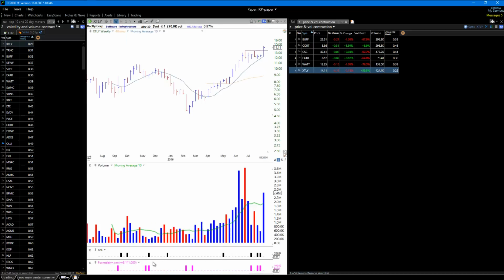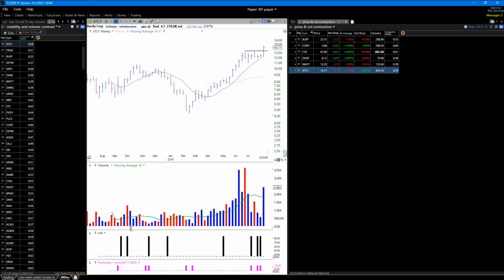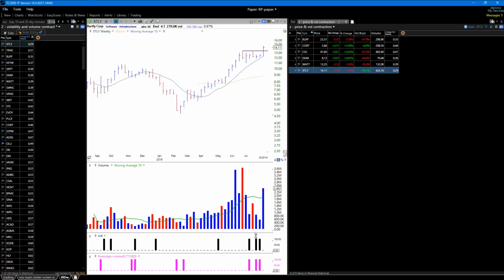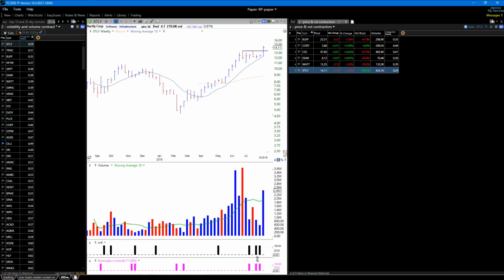And so this is the NR4 signal here. This lets me know this has been the most narrow trading range of the past 4 weeks. And this is a dry up in volume. So I put this at the bottom just to confirm what the scan has produced itself. And so that's it. Most of the time you want to buy above the high of the tight week of trading, especially if that coincides with the price action breaking through the 10-week moving average or moving off of the 10-week moving average.